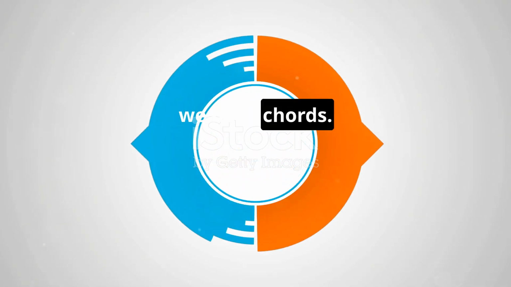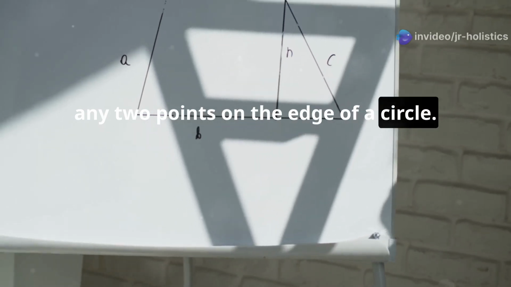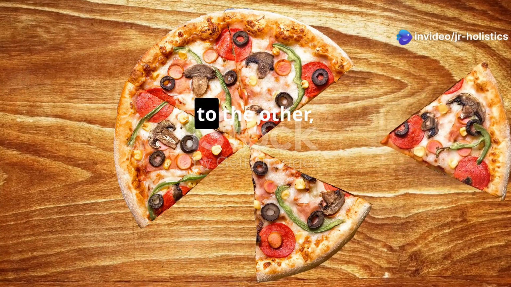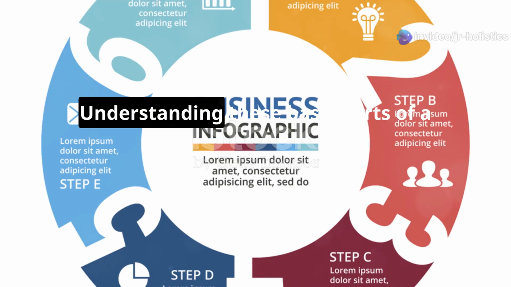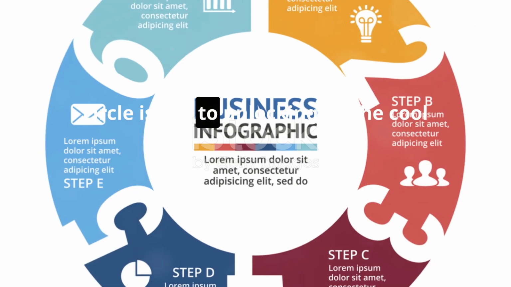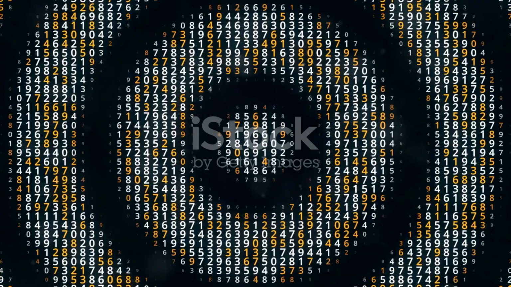Finally we have chords. A chord is a straight line that connects any 2 points on the edge of a circle. Imagine slicing the pizza from one side to the other, but not through the center. That slice line is a chord. Understanding these basic parts of a circle is key to unlocking all the cool theorems and concepts we'll explore in this chapter.